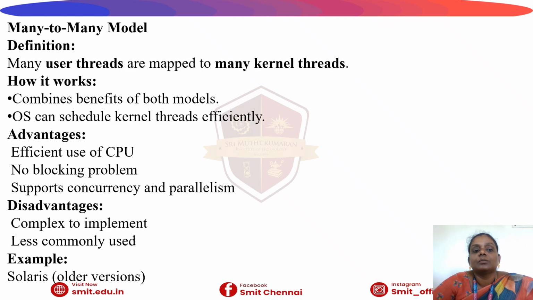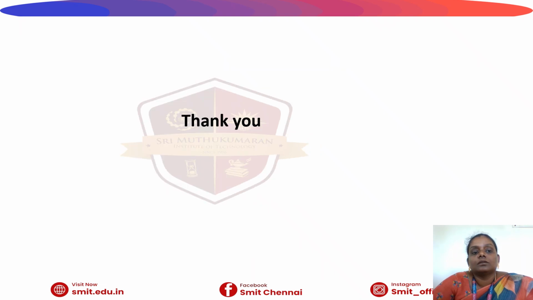And in the many to many model, many user threads are mapped to many kernel threads. It combines the benefits of both models, user level and kernel level. So the operating system can schedule kernel threads efficiently. Advantages are that it is efficient to use, has no blocking problems, and supports concurrency. The disadvantages are that it is less commonly used and complex to implement. Thank you.